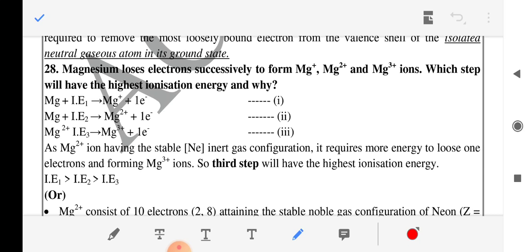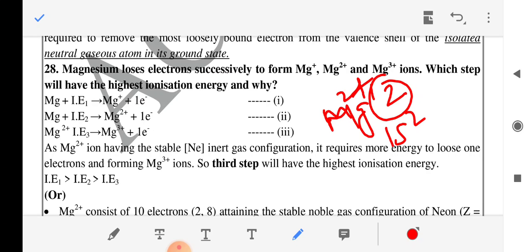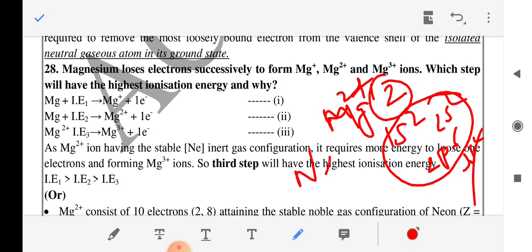The highest ionization energy is the third, because the Mg2 plus ion has the stable inert gas configuration. The atomic number of magnesium is 12, so the electronic configuration is 1s2, 2s2, 2p6, 3s2. When the 3s2 electrons are removed, it becomes Mg2 plus. So it attains the noble gas configuration of neon. The neon electronic configuration is 10 electrons, 1s2, 2s2, 2p6.